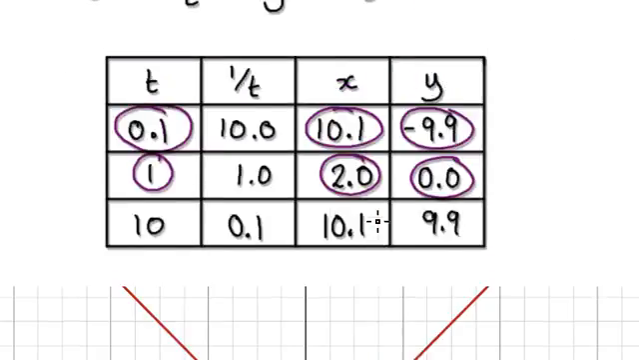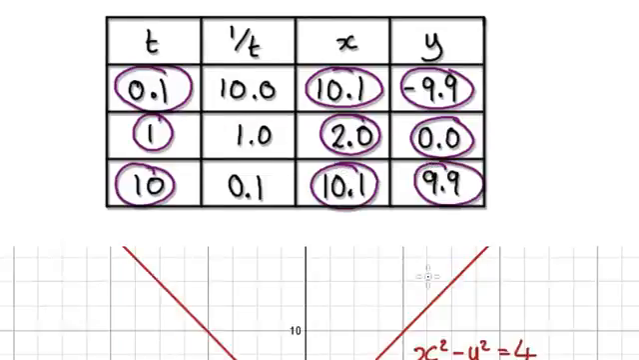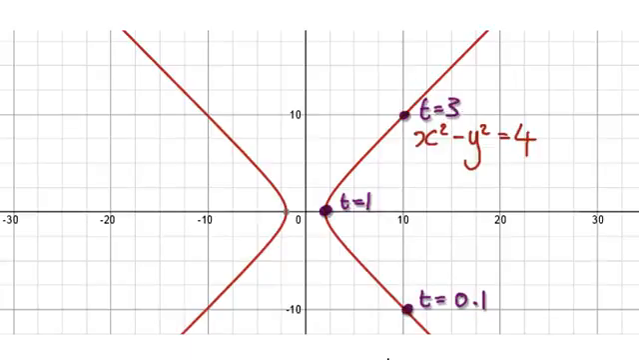So select some other easy points, like t equals 10. When t equals 10, x equals 10.1, y equals 9.9. So 10.1, 9.9. So that's somewhere around here. So you can see that the particle is moving in this direction here.